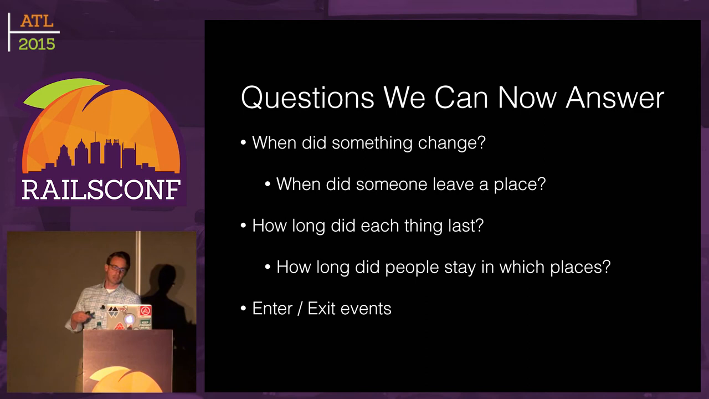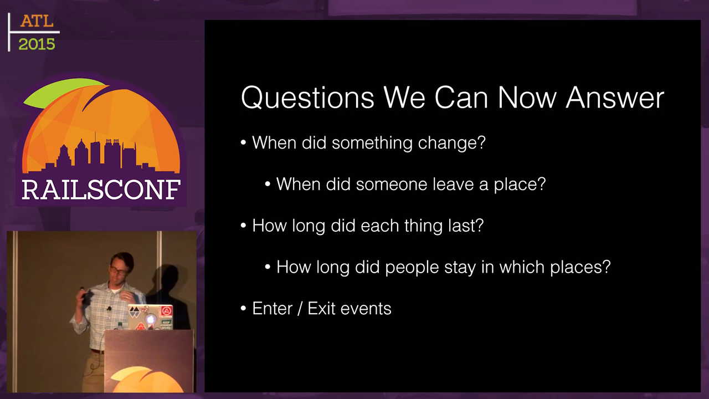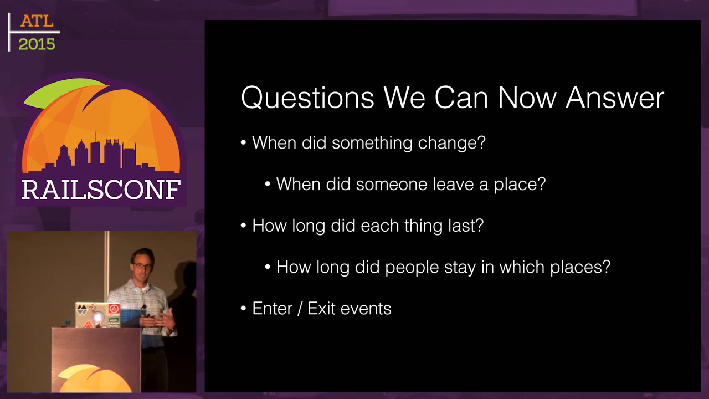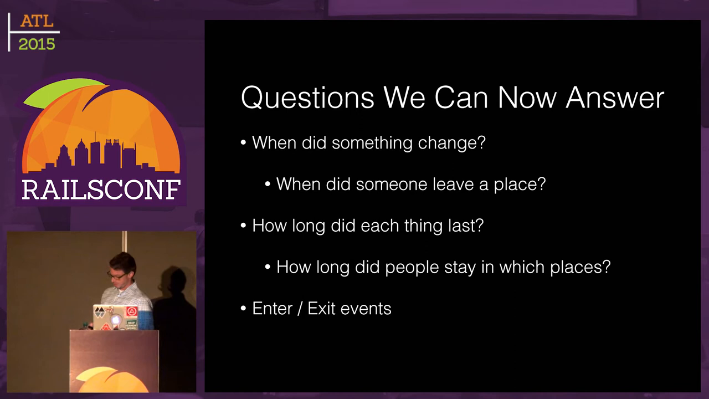Great. So now we can answer questions like, when did something change? Like, when did somebody leave? How long did each thing last? How long were people in which places? We could do enter and exit events. And you could totally pull all of that data down, all that transactional data, and you can munge it in your client. But that's a lot of objects, a lot of ActiveRecord objects, or a lot of stuff to send across the wire to your JavaScript framework.